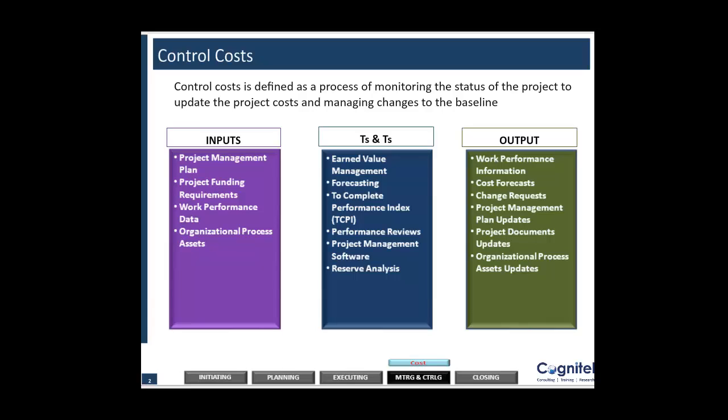Now since this is a part of the monitoring and controlling processes, the inputs would be your project management plan, project funding requirements, and work performance data. Can anyone tell me what exactly is work performance data? Any thoughts?